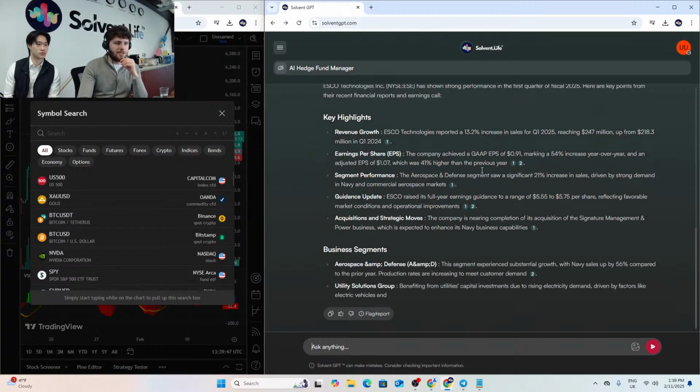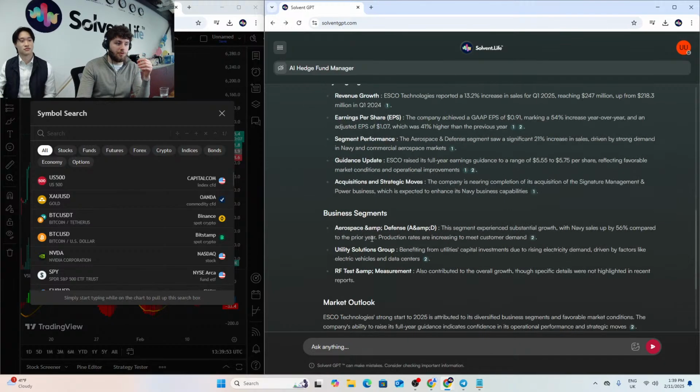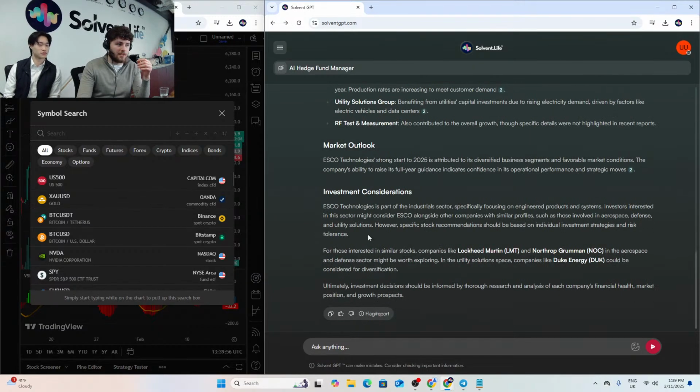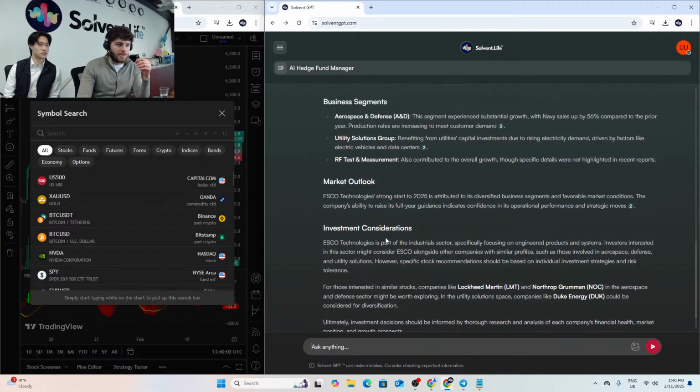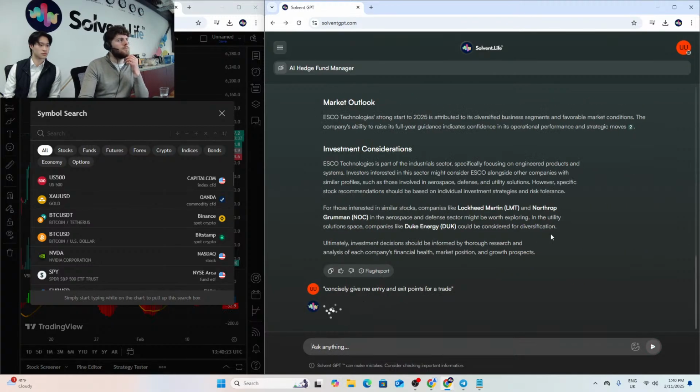Fantastic. So as we can see, this stock in particular, the ESCO, is performing very well in this quarter that we're currently in. So it looks like a new up-and-comer in the defense sector. Now all that's left for us to ask concisely, give me entry and exit points for this trade. Fantastic.